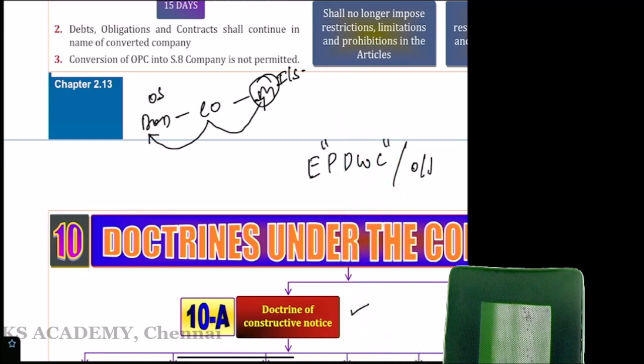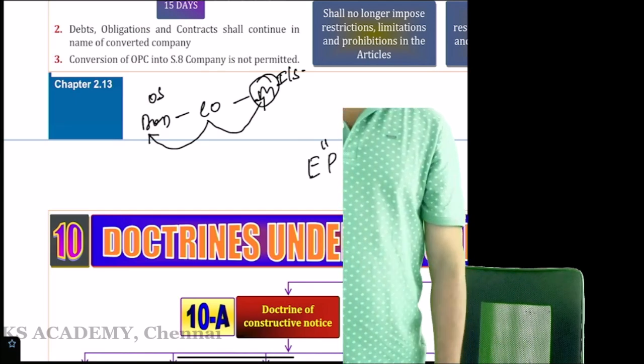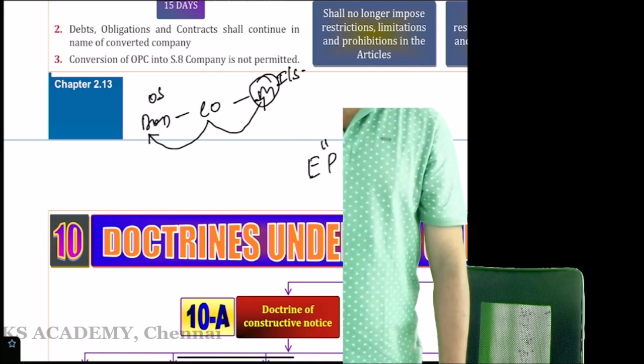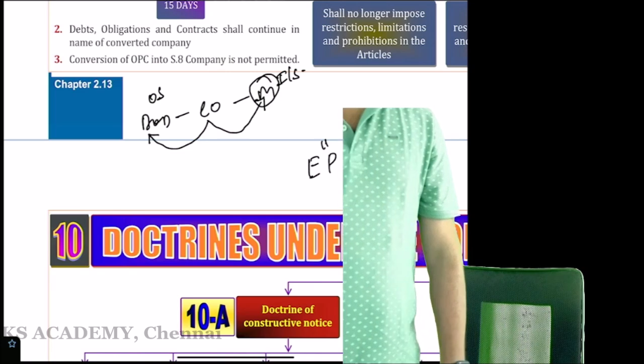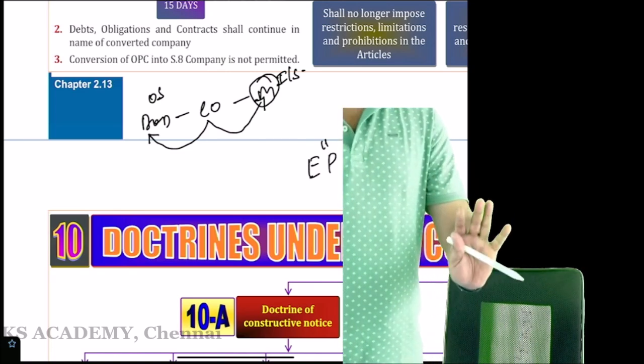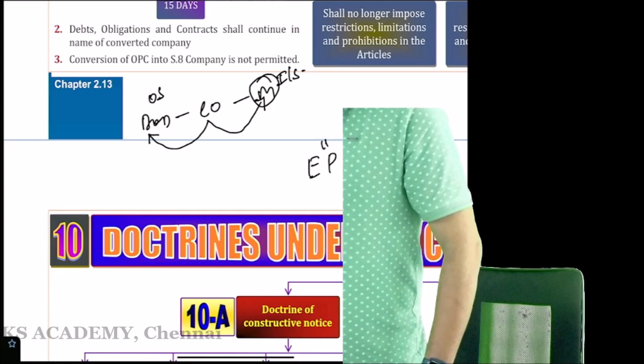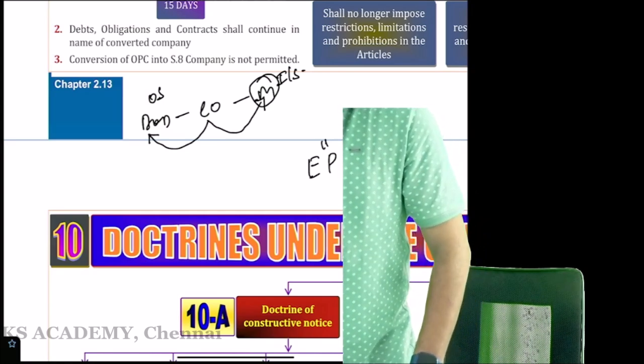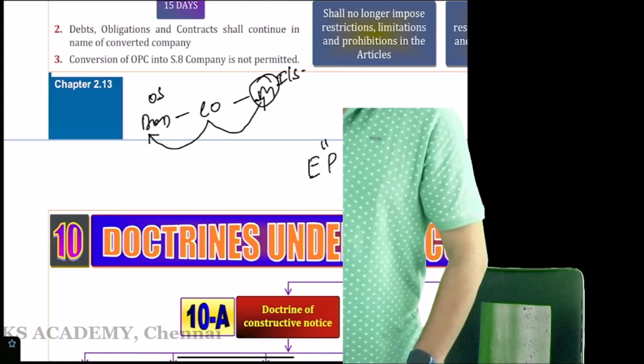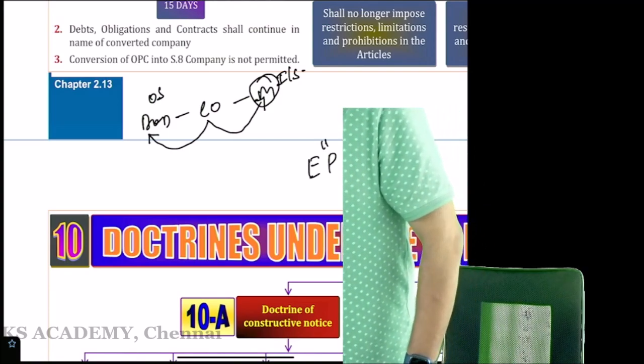Clear, everyone? Point number one. Tell me what I said now. MOA, AOA once registered will become which document? Public document. Public document means what document? Reading and not reading is the headache of whom? Person dealing with the company. Means whom? Outsider. Clear, everyone in the class?